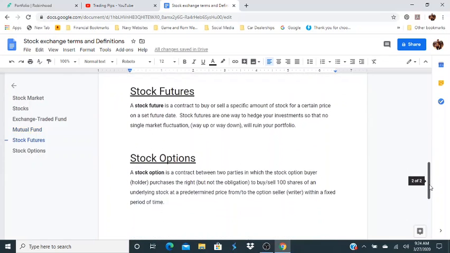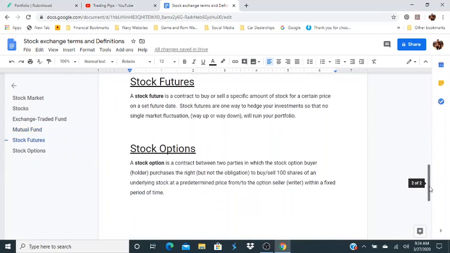We'll move on to stock futures. A stock future is a contract to buy or sell a specific amount of stocks for a certain price on a set future date. Stock futures are one way to hedge your investments so that no single market fluctuation, way up or way down, will ruin your portfolio. So, what does that mean?